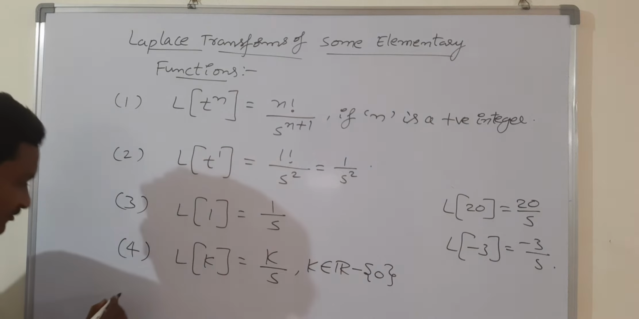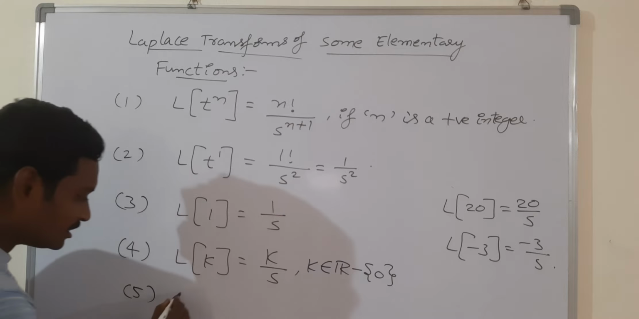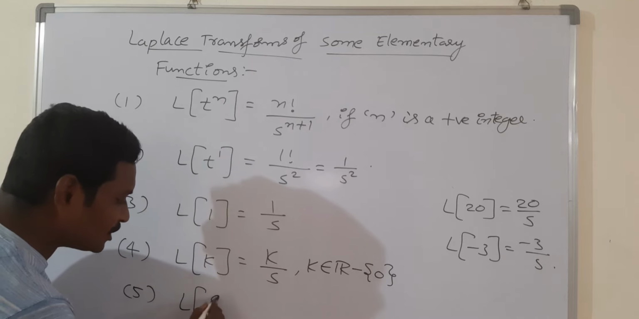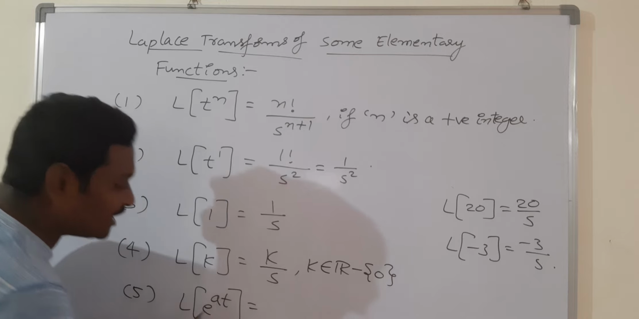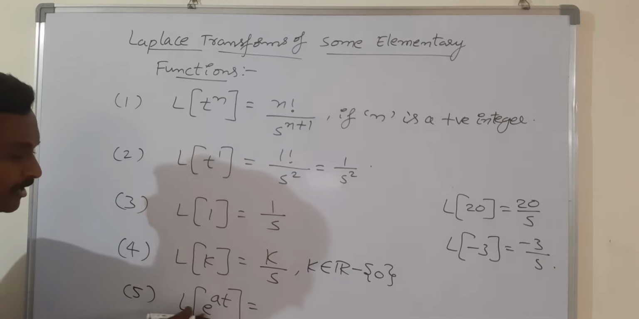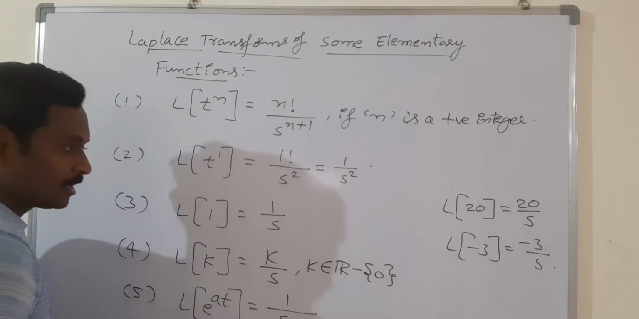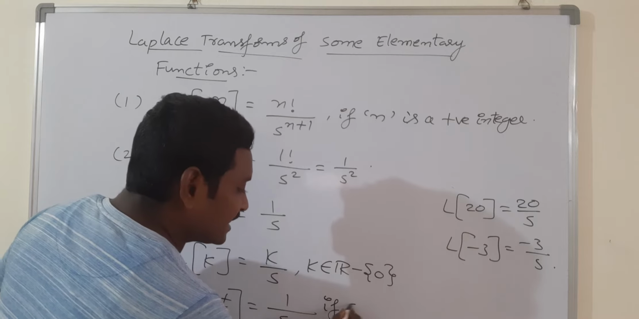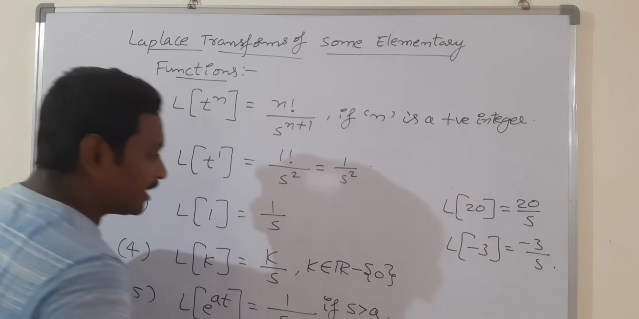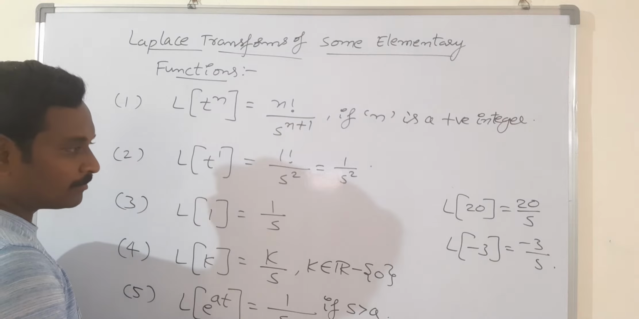Next one is a very important one: the Laplace transformation of the exponential function, which is in the e power at form. L of e power at is equal to 1 by s minus a, if s is greater than a. This is a very important formula.